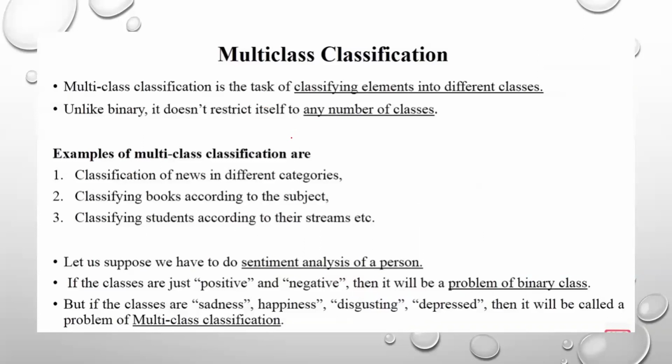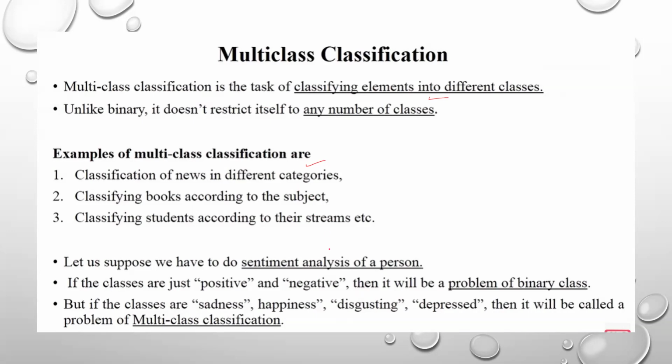Then the second one is multi-class classification. It is nothing but the task of classifying elements into different classes. It does not restrict to only two classes. It may be more than two. Examples of such things are classification of news into different categories. When you see a newspaper, it doesn't have only two different types. We have n number of different categories. We have advertisements, film news, political news. These all come under multi-class classification, and so do classifying books and classifying students according to their streams.